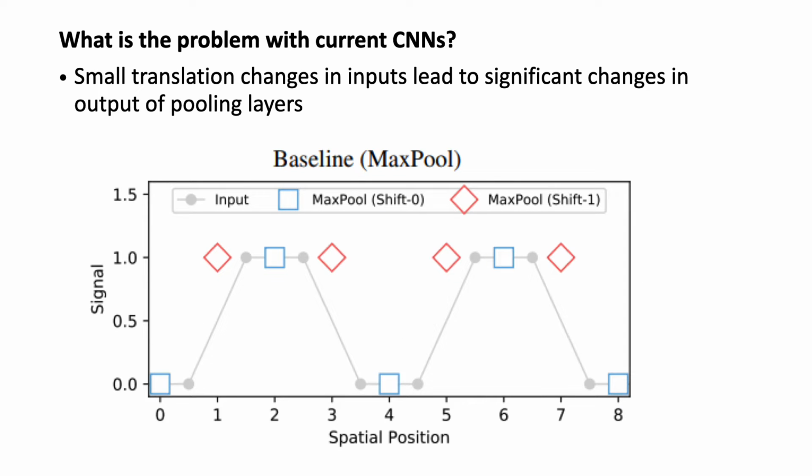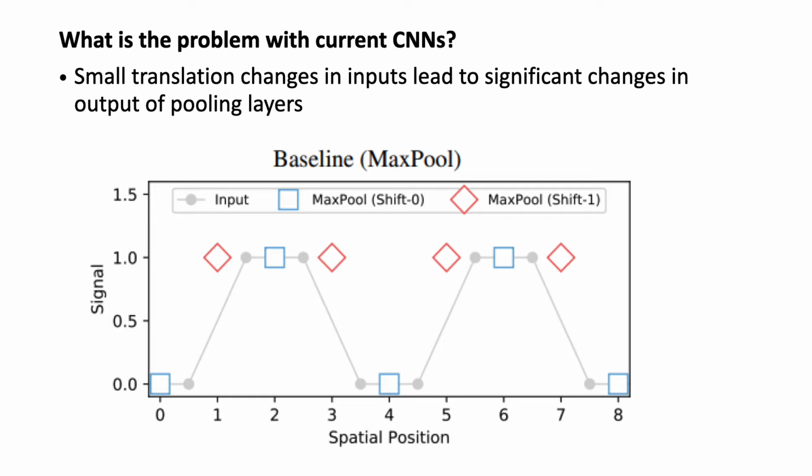What is the problem with current CNNs? The problem is that small translational changes in the input image or input features lead to significant changes in the output of the pooling layers. This is demonstrated in a simple 1D example in the image below.